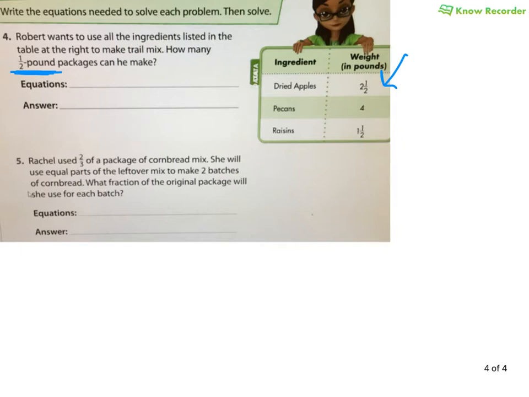I just said first I'm going to have to add everything together, right? So I have 2.5 plus 4 plus 1.5. That's the first thing I have to do, so it's going in parentheses. I'm going to find the total. Then I said I'm going to divide that into 1/2 pound packages. Also, they said to write an equation. I wrote an expression, so throw an equal sign and throw a variable up there for good practice.